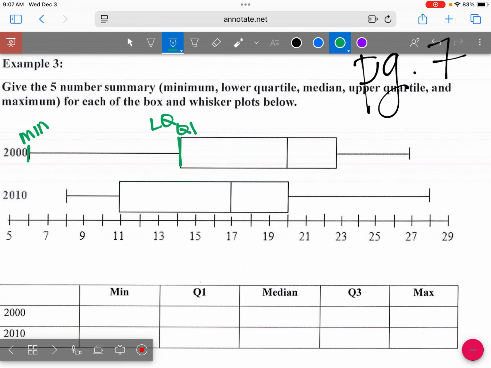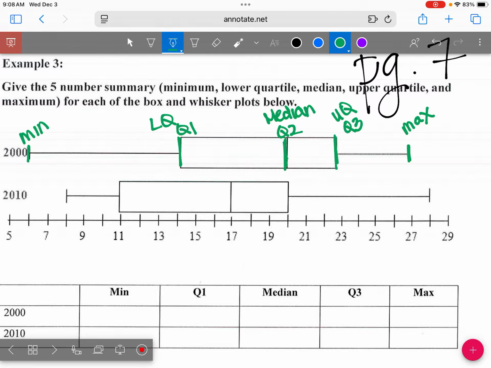In the middle, this is my median, which can also be called Q2. The edge of the box is my upper quartile, which could be called Q3. And then at the very, very far right is my max. So we have 2 different box plots. I just want you to look at the box plot and fill in these 5 numbers.